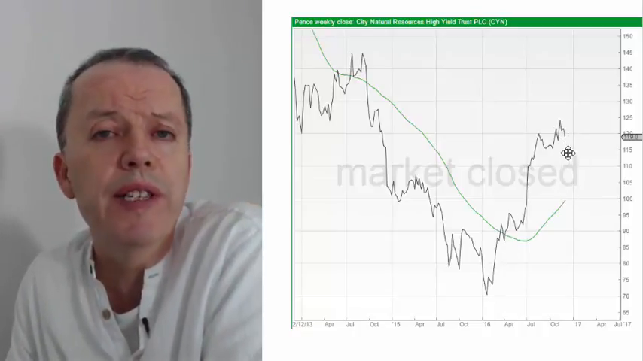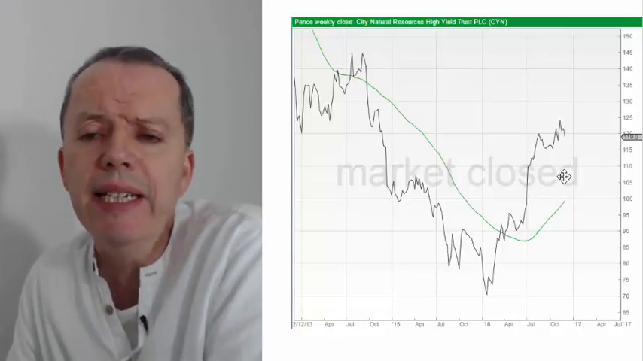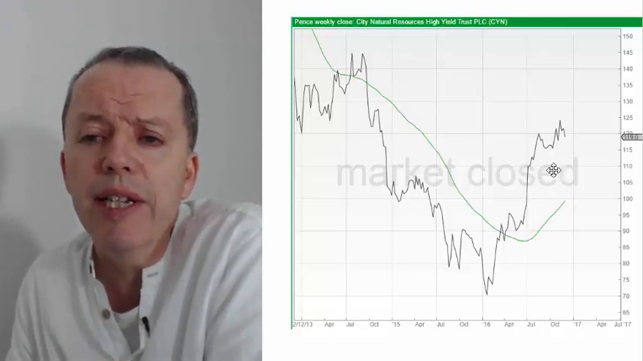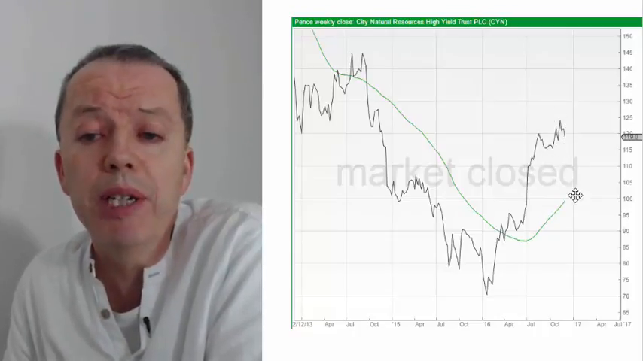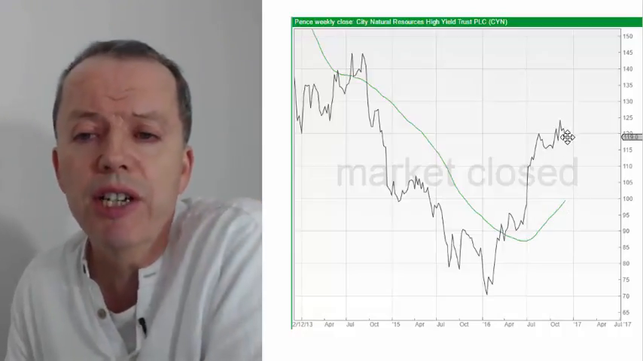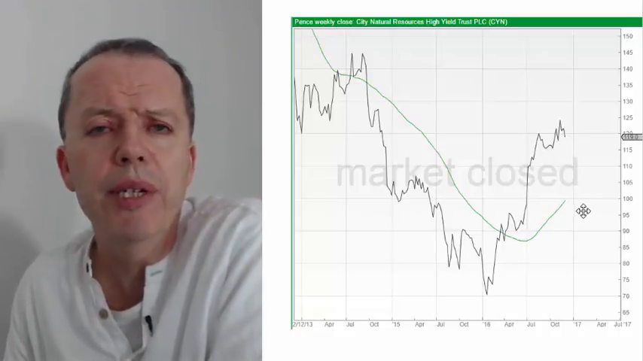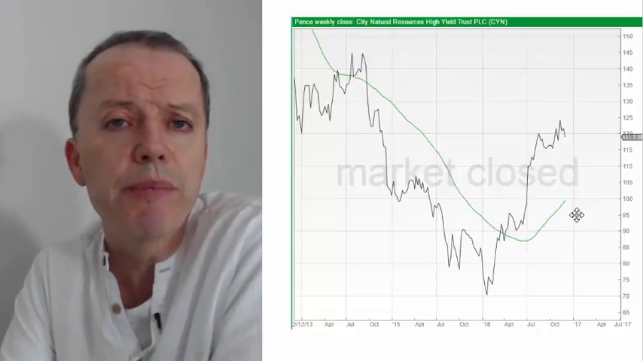It's well above the MA52. The MA52 for CYN is rising, which suggests that it's on the up. In the past 2 or 3 weeks it's gone down a little bit, but I'm not worried about that because it's above the average price for the year. So I'm going to stay invested until such time as the price closes below the MA52. So I'm staying exposed to commodities.